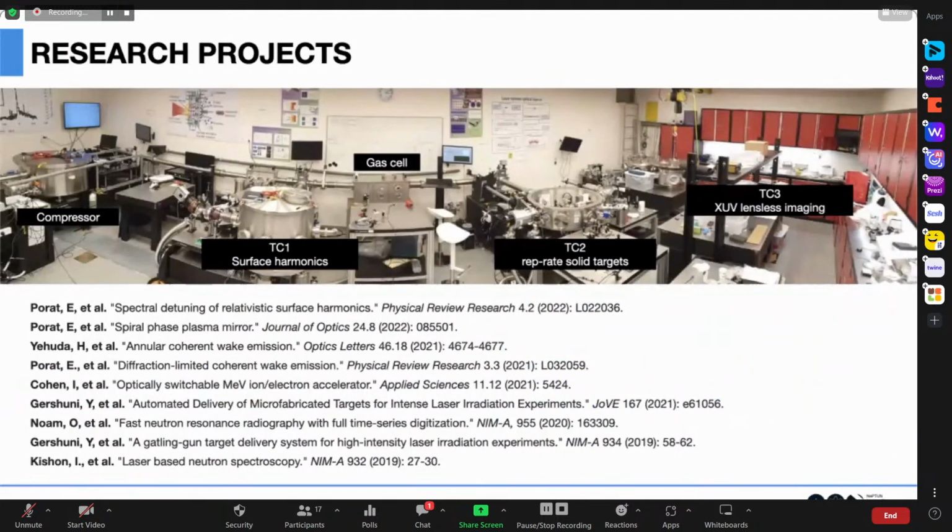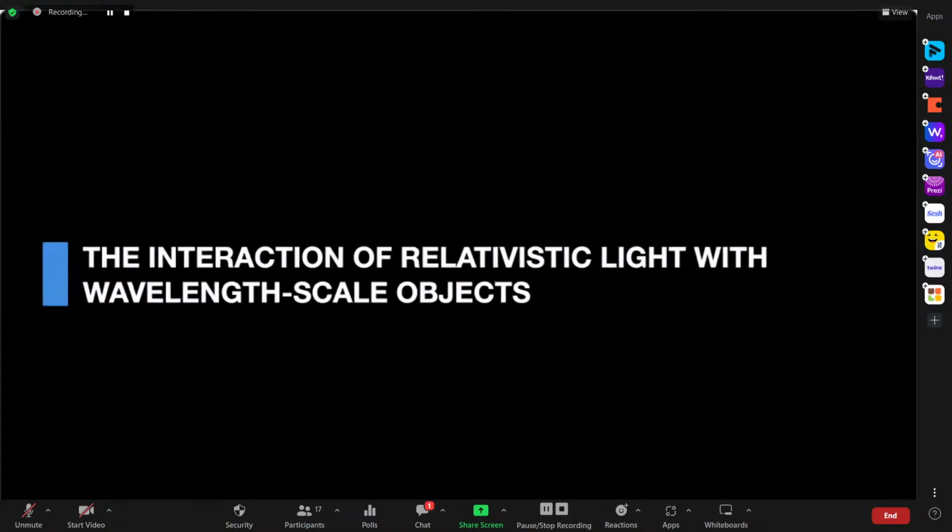The laboratory is divided into 3 experimental areas. In one of them, we're doing surface harmonics. In the other is the irradiation of solid targets at what we call high repetition rate, meaning 10 hertz. And in the third one, we're generating harmonics from gas targets. The idea is to do coherent diffractive imaging or lensless imaging.